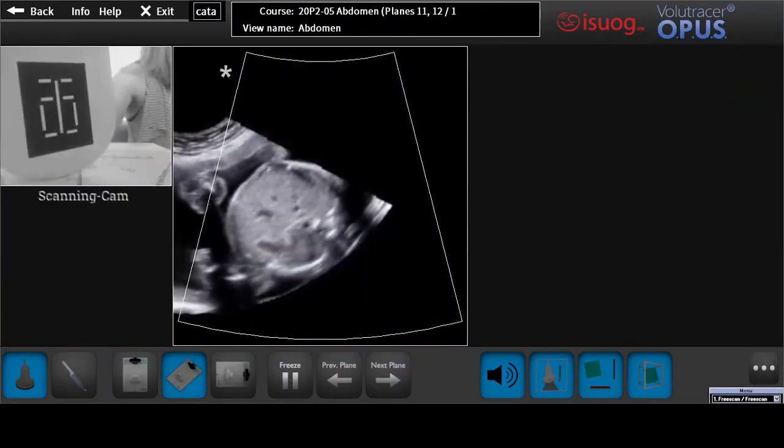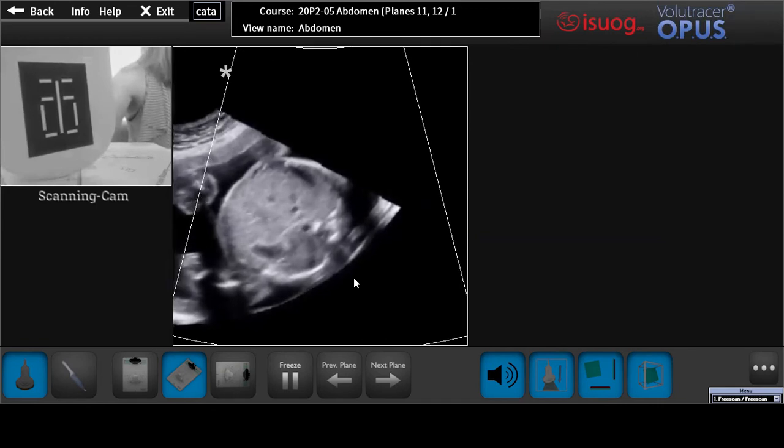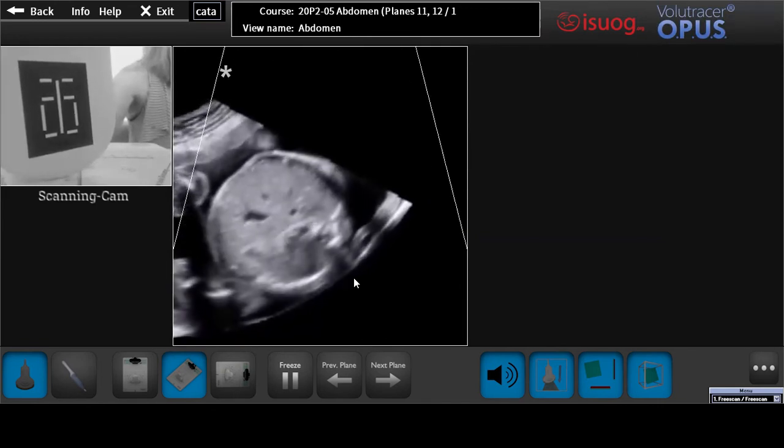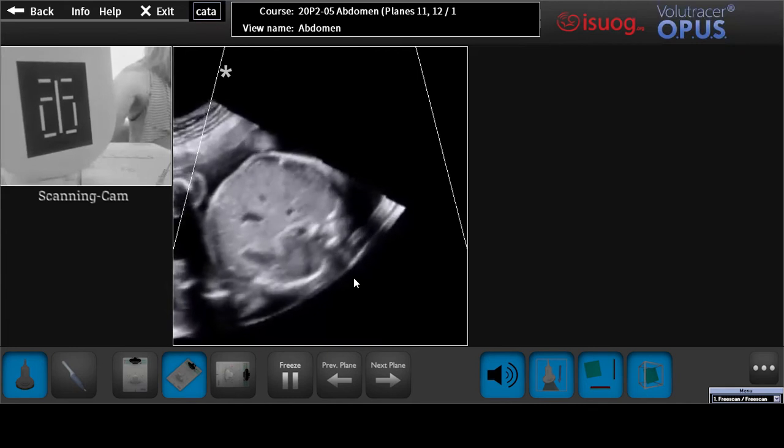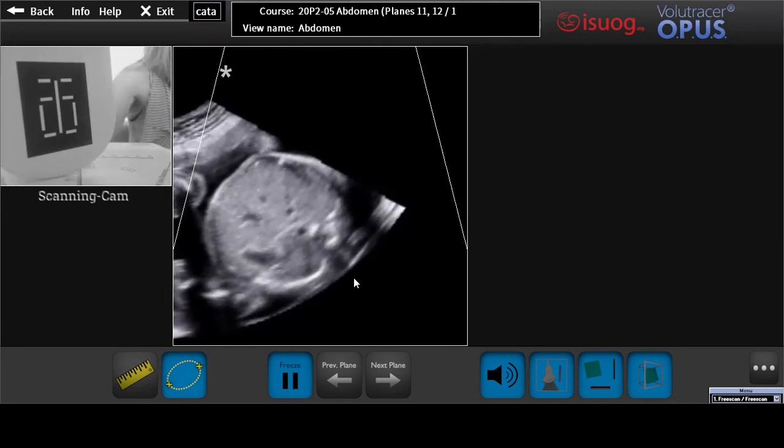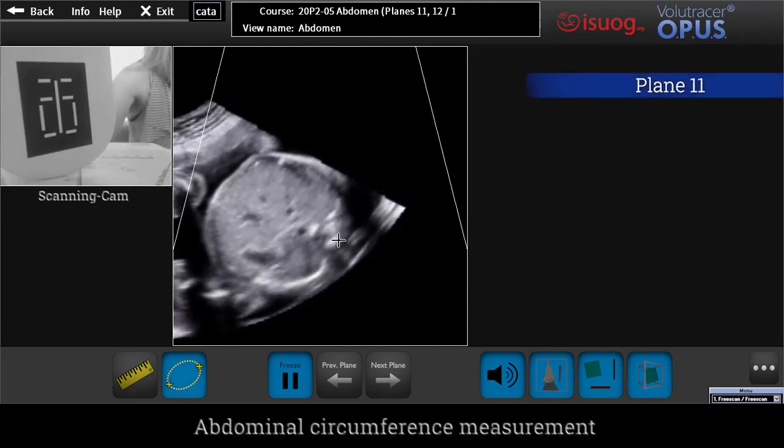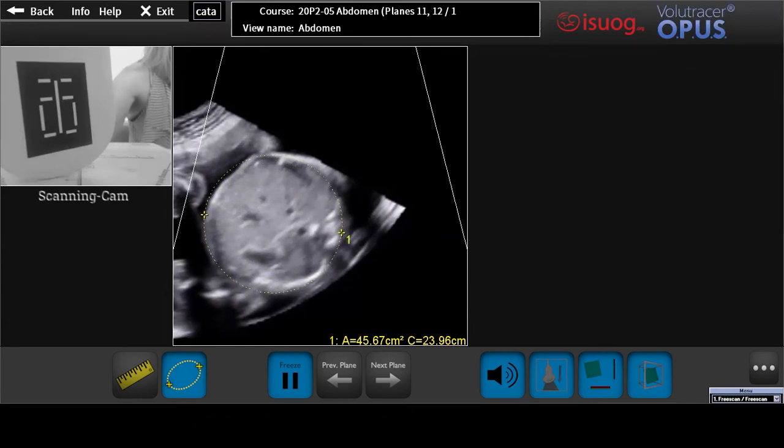So I'm going to freeze to zoom up so we can see better the landmarks here. I'm going to freeze here. And now I'm going to measure the abdominal circumference, going from the back to the front of the baby, and then using the ellipse to comply the whole abdominal circumference there.